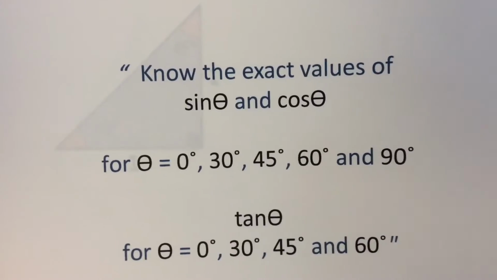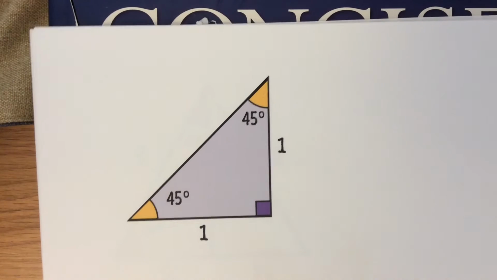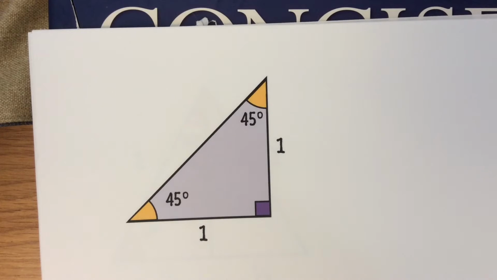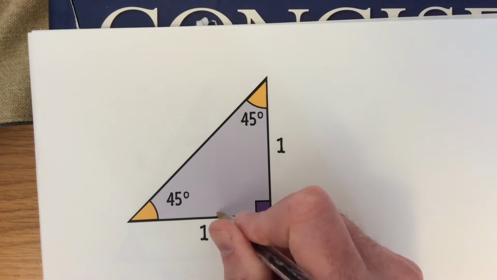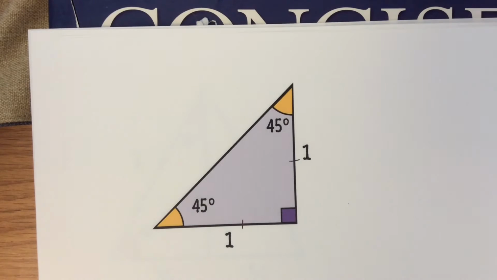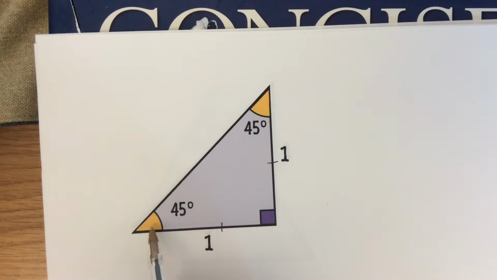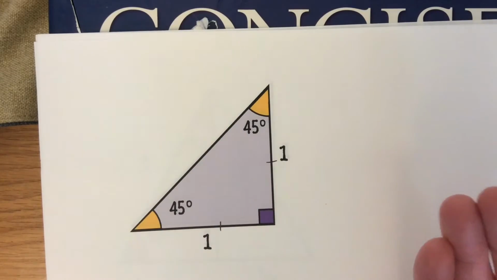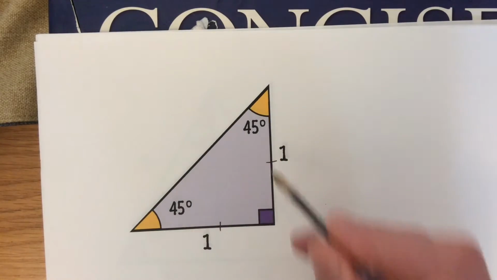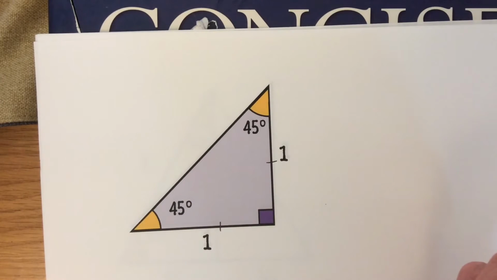How do you get these exact values? Well, first of all, you've got an isosceles right-angled triangle. It's isosceles, so I know those two lengths are the same, and I've got 45 degrees there. It doesn't matter which 45 degrees you use, because they're both 45 degrees. I've called each length 1, for 1 unit. These are unit triangles.